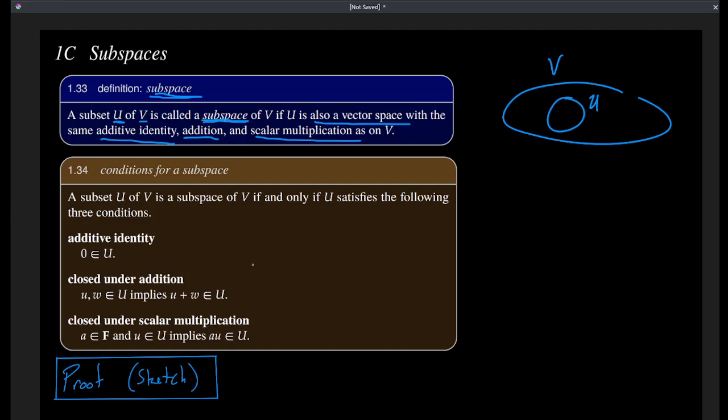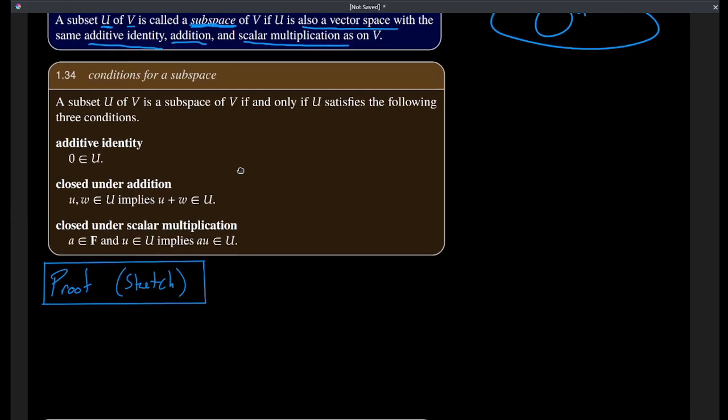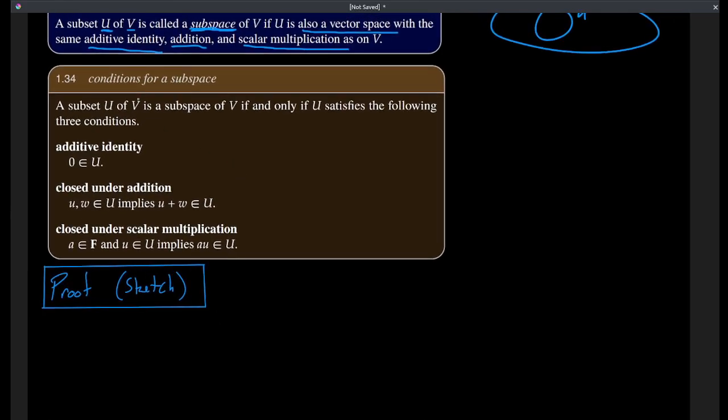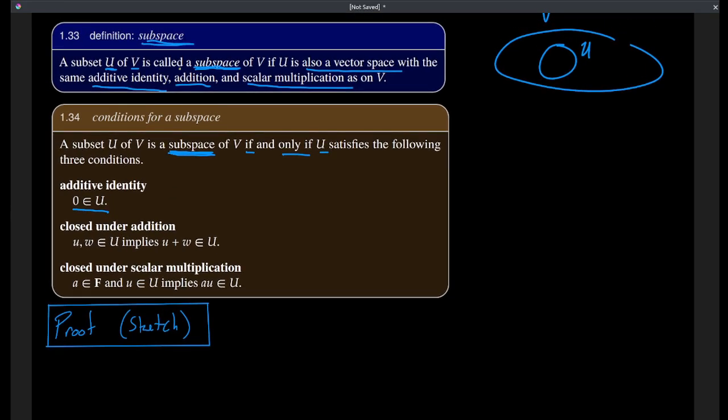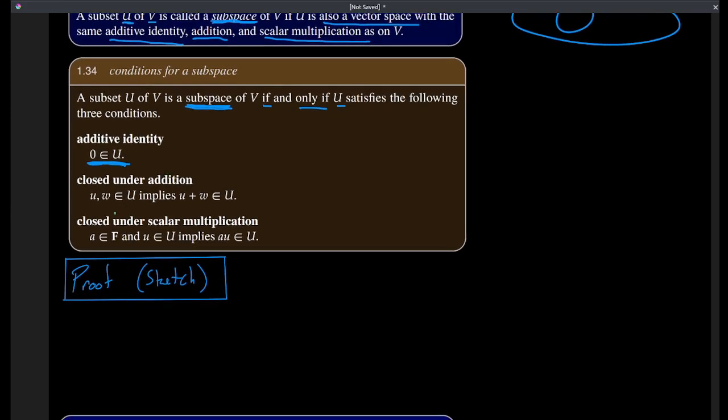So let's talk through our first little theorem: conditions for a subspace. A subset U of a vector space V is a subspace if and only if U satisfies the following three conditions. First off, you have to have an additive identity to be a vector space in the first place. And if one of our conditions to be a subspace is that we have the same additive identity, then certainly the additive identity of the larger vector space has to be a member of U. So that first condition makes sense.